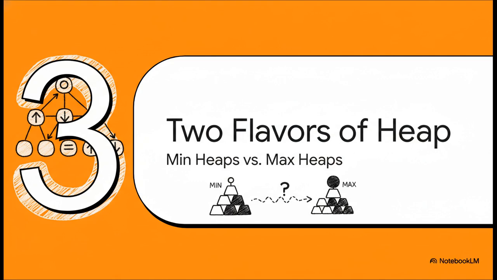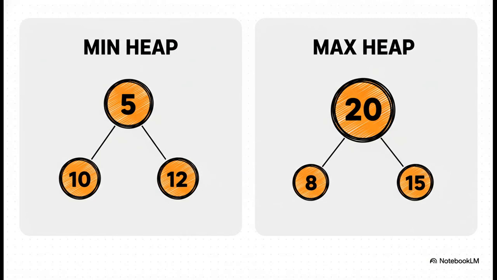Now that simple rule we talked about, the heap property, it actually comes in two different flavors. And the only thing that separates them is whether you're interested in finding the smallest value or the largest one. This gives us what we call min heaps and max heaps. So here's the bottom line. In a min heap, the rule is that the parent is always smaller than or equal to its children. This is great because it guarantees that the absolute smallest element in the whole collection is always sitting right at the top, at the root.